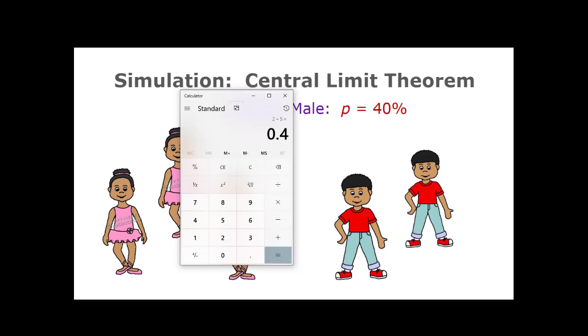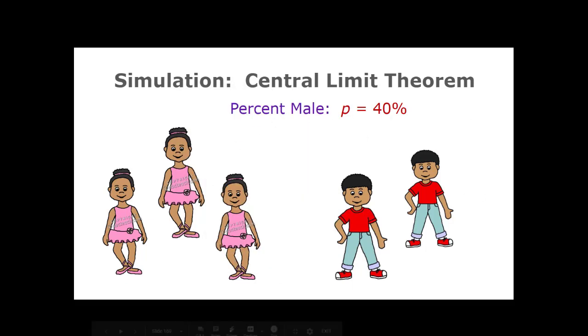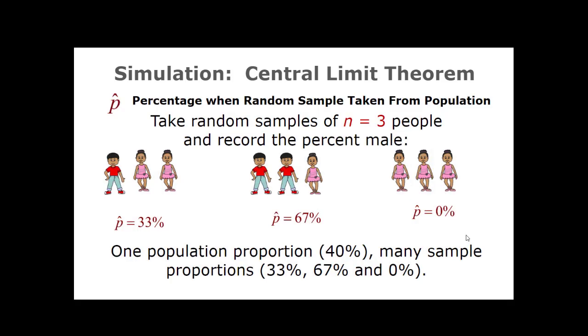Now, if this was the total population, very tiny population, we know the truth. We know that the truth is that there are 40% boys in this. But what if we can't see all of the population? We can only use a small sample of this small population to make inferences. What happens then?